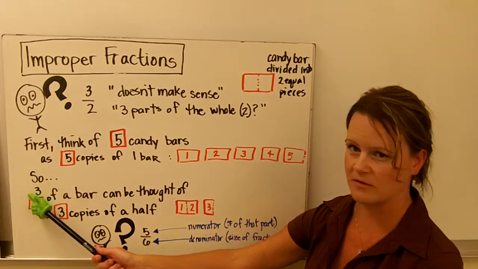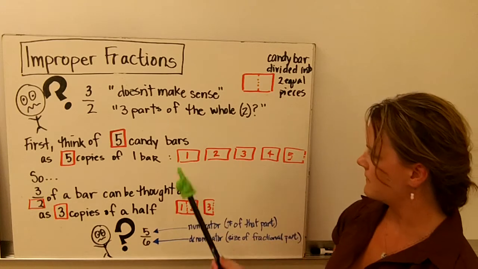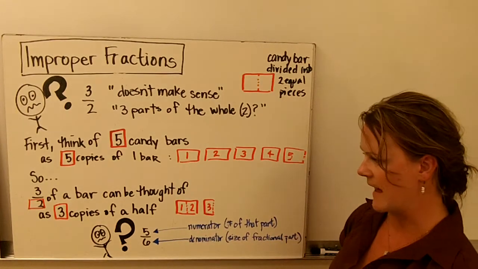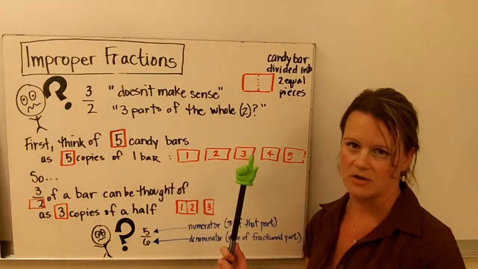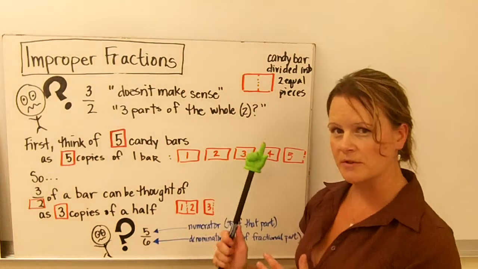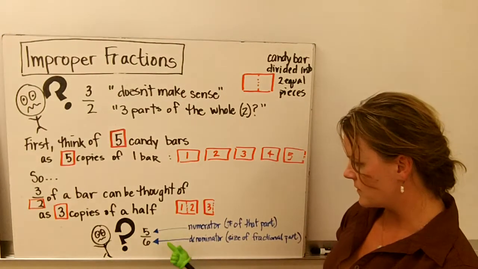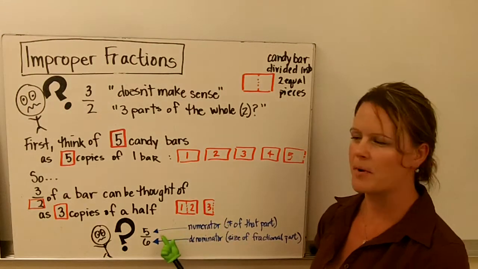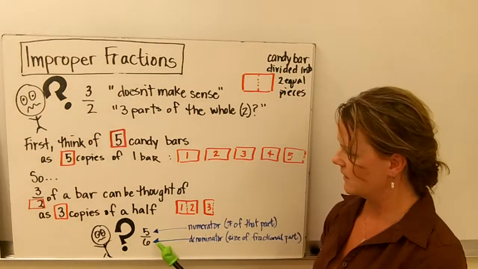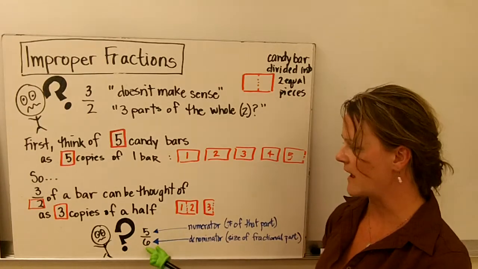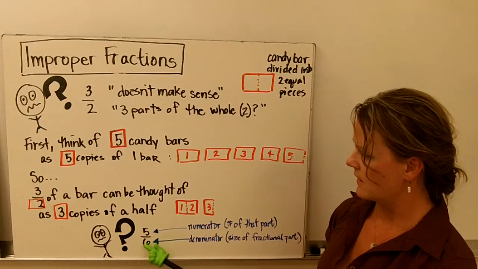That's what our numerator is telling us. 3 copies of, here, a half. And so we have 1, 2, 3 copies of a half. And so that's one visual way to represent an improper fraction. And you're going to see when I look at number lines in a minute, another way to represent improper fractions. Just remember that the numerator is the number of that part, and the denominator is the size of the fractional part. Number of the part, size of the fractional part. In this case, you would have 5 parts.